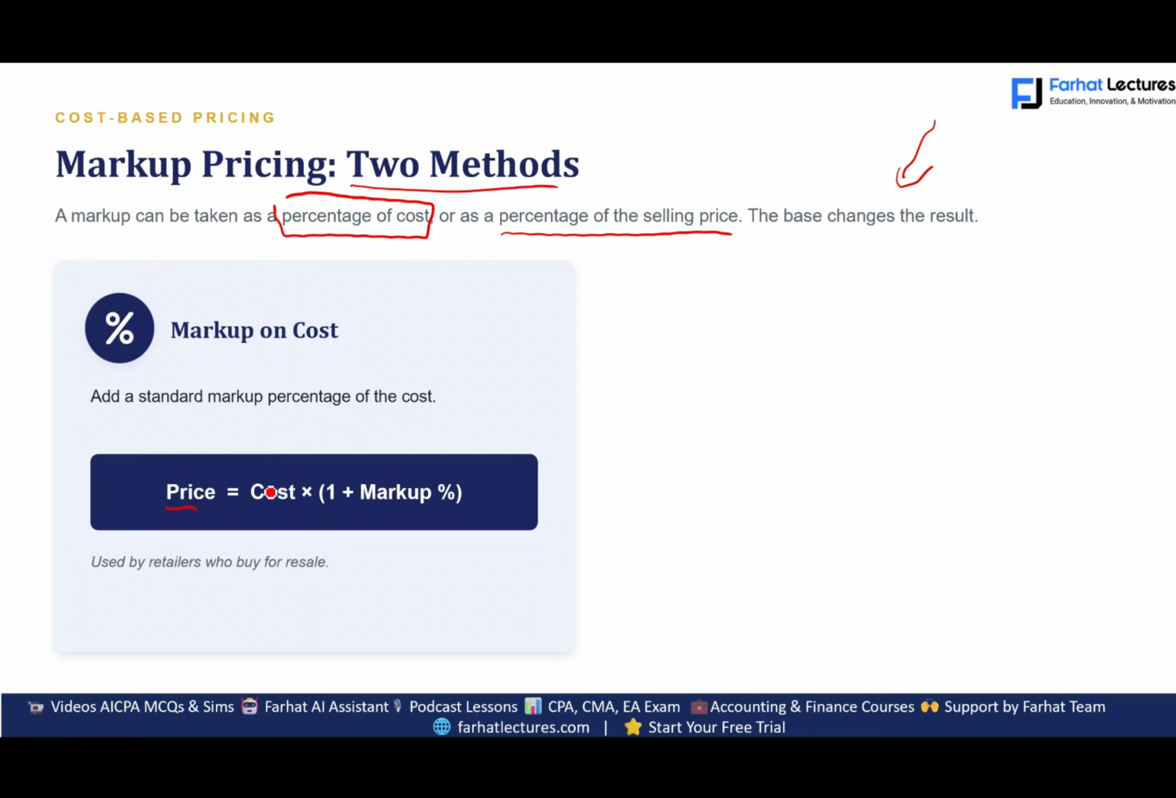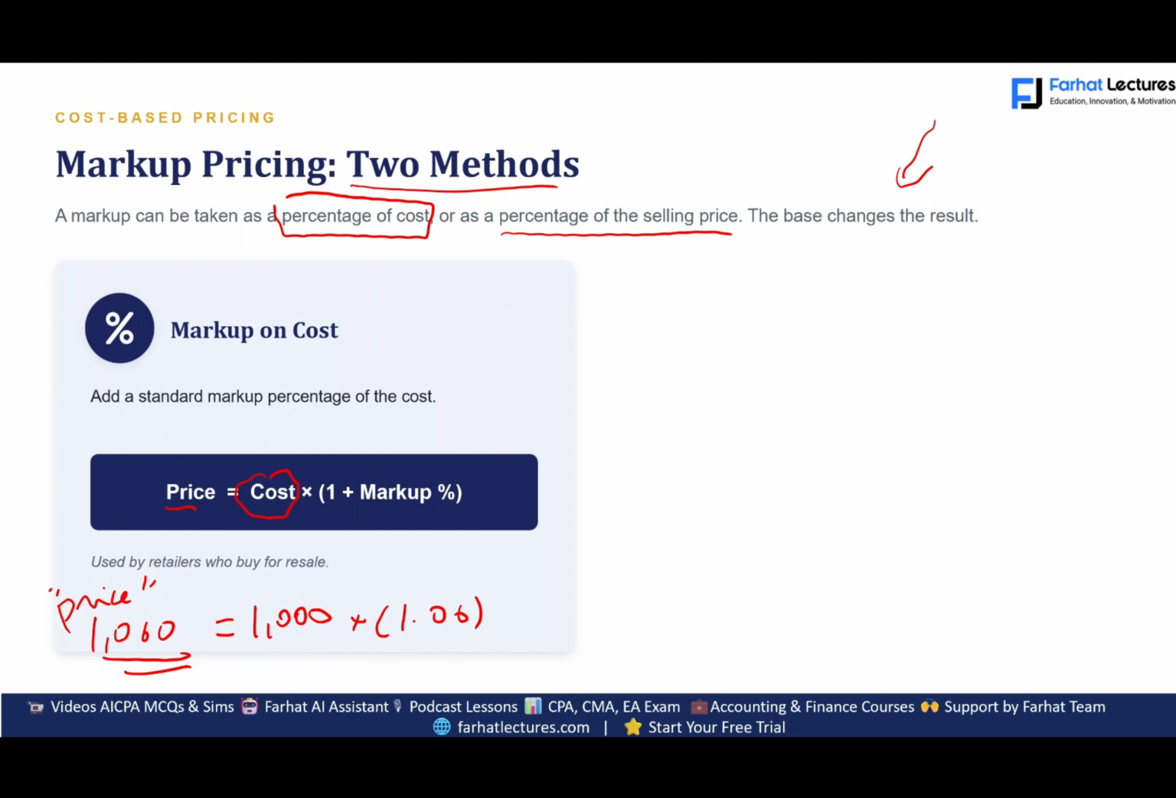The price will be the cost times 1 plus the markup. The easiest way I can give you an analogy for markup on cost to remember: think of putting money in the bank. Let's assume you put $1,000 in the bank and you are going to earn 6%. So you will get $1,060. So that's your price.